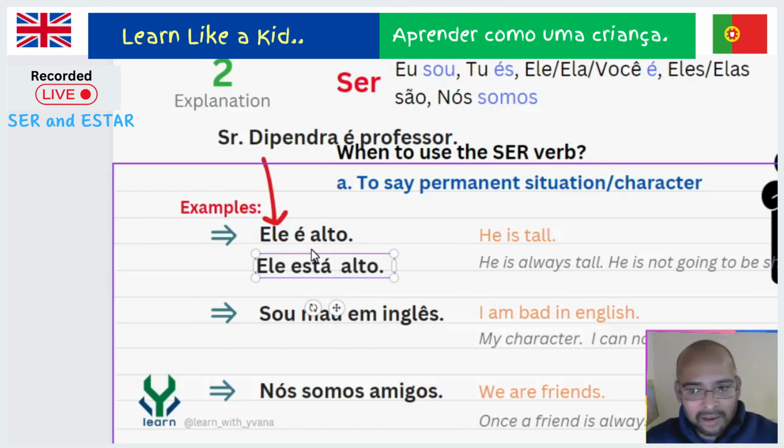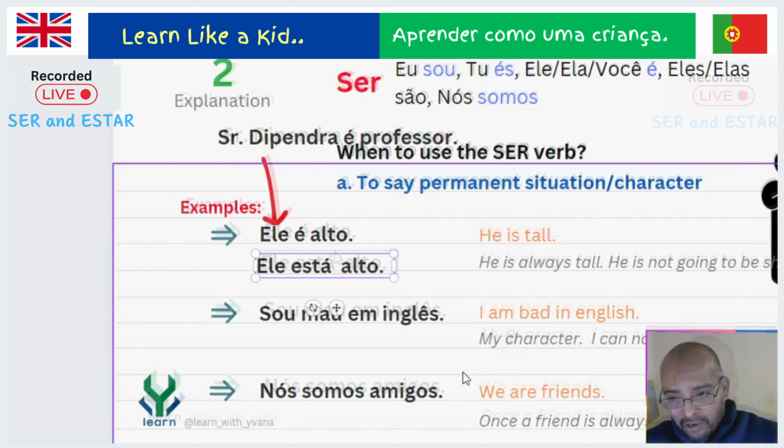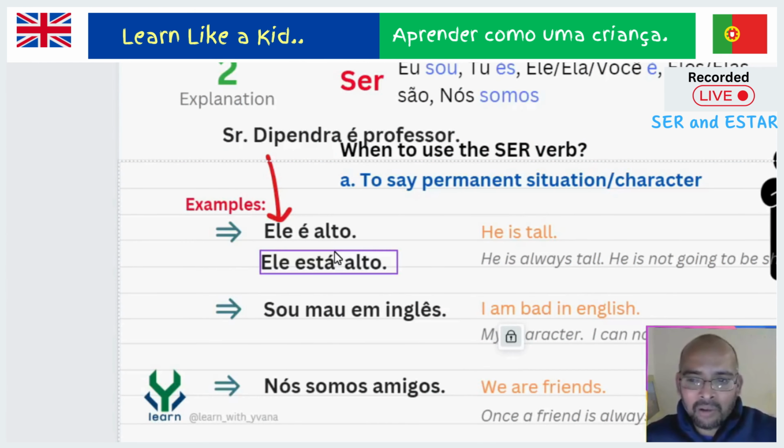There is no error. But what I want to express is that he used to be short, right? Or maybe after some time he will be short. That doesn't give the meaning. Am I right? So we have to be very careful. If we need to talk about the person's permanent characteristics, we use the SER verb.